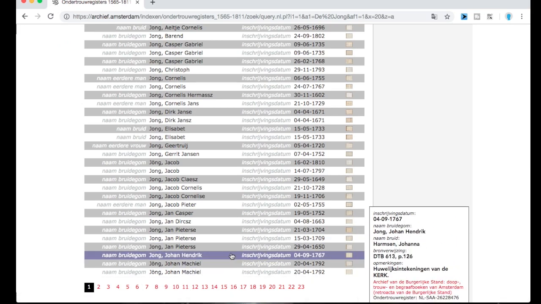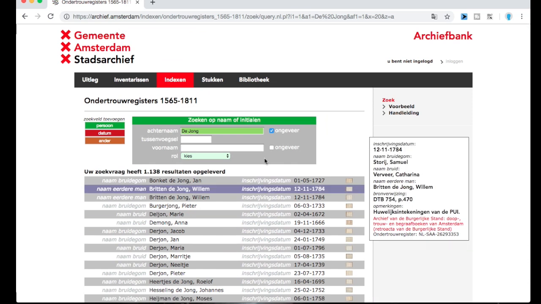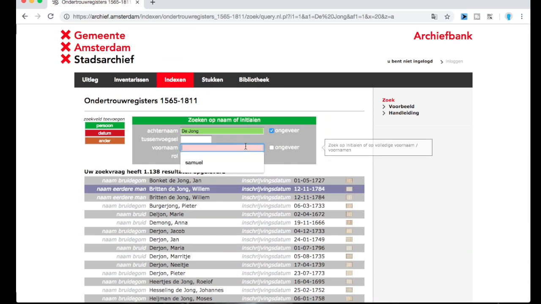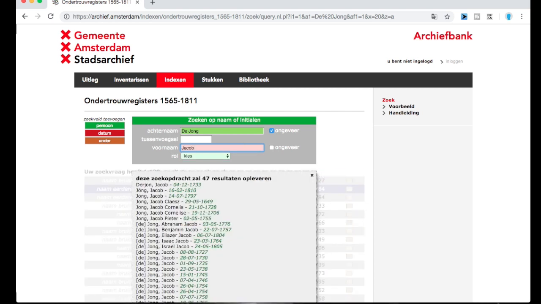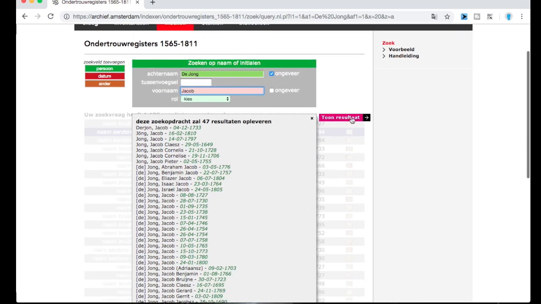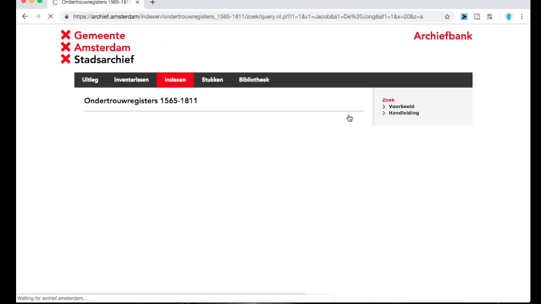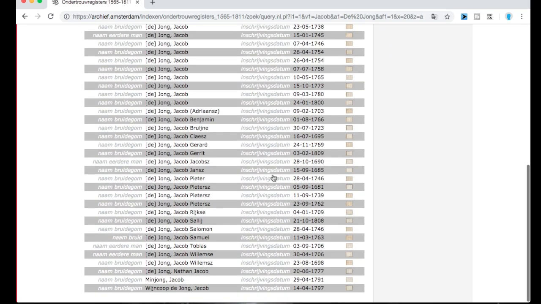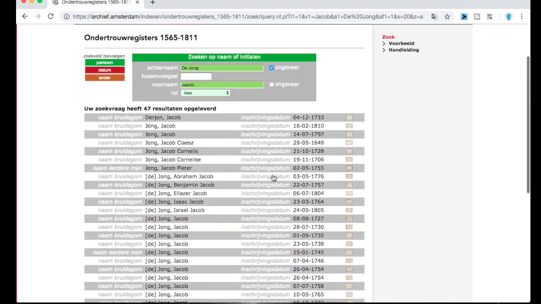Well, maybe we can then narrow our search down. So let's say that we were looking for Jacob de Jong. And there we go. Now we've actually narrowed it down just by putting the first name in, and we've narrowed it down to 47 people. So this is just a way of narrowing it down.